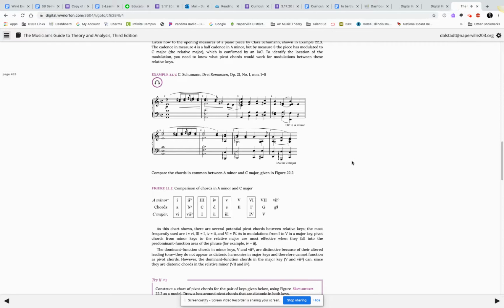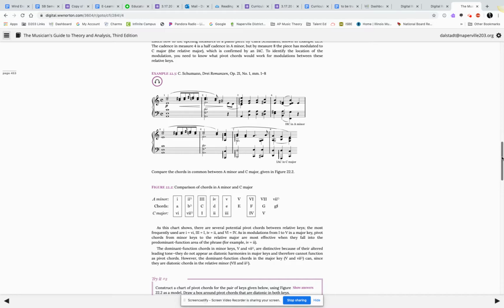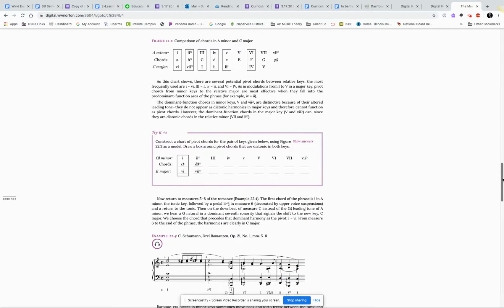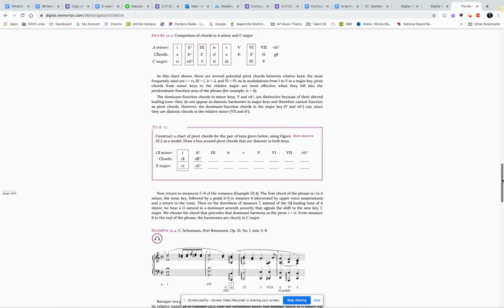Beautiful. So this is our second most common type of modulation. So we have a modulation from the key of A minor to the key of C major.